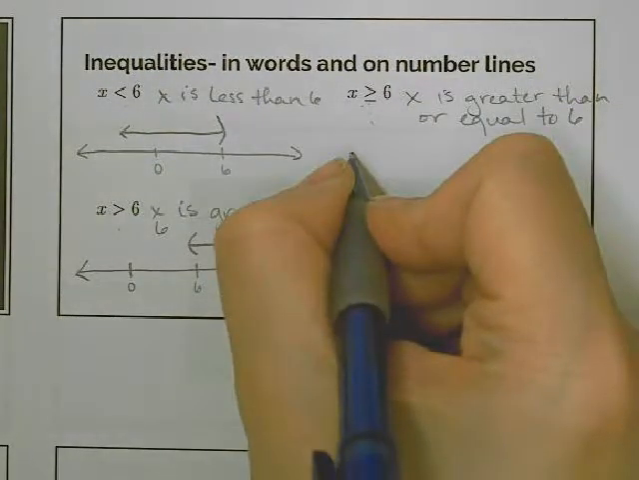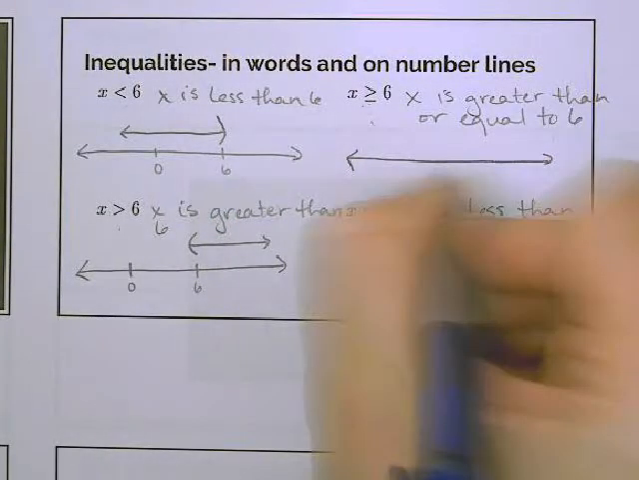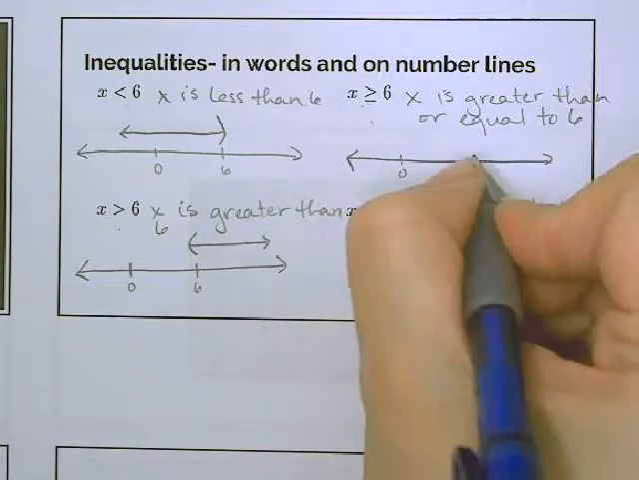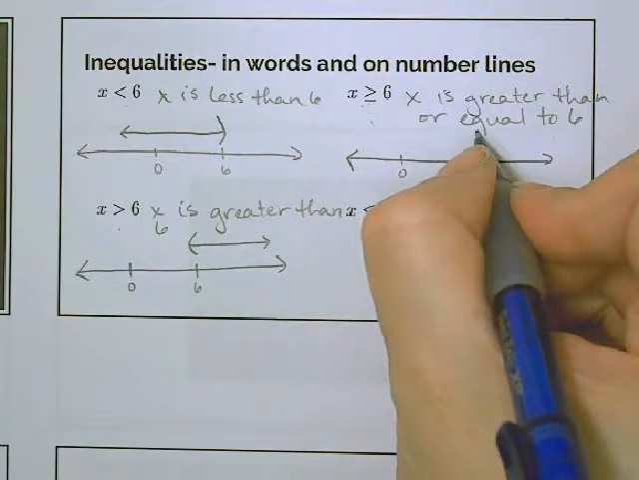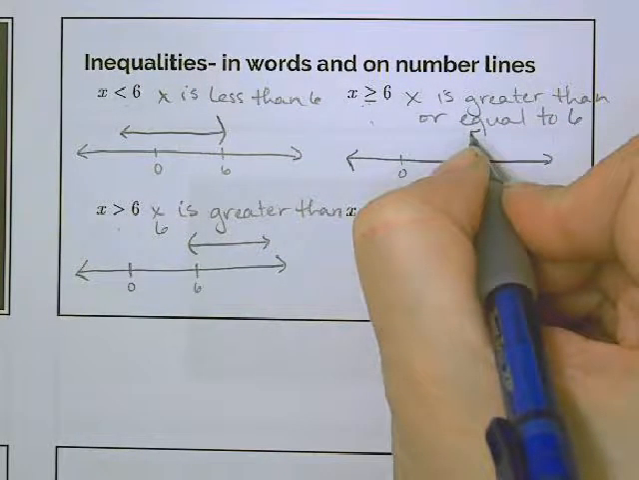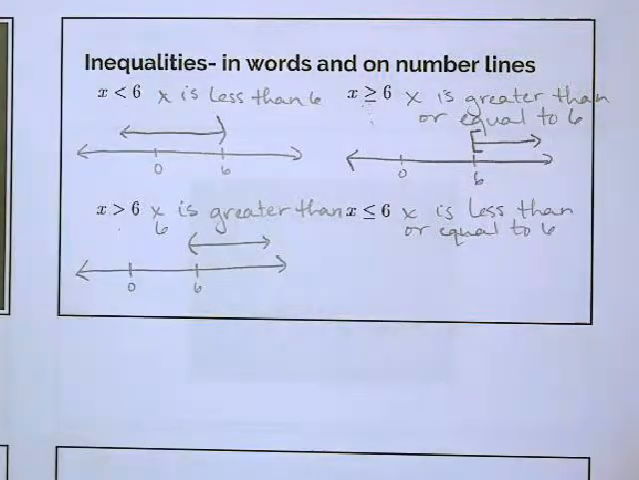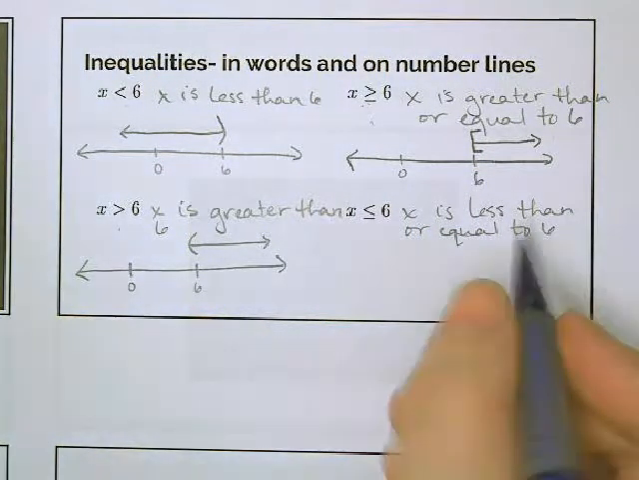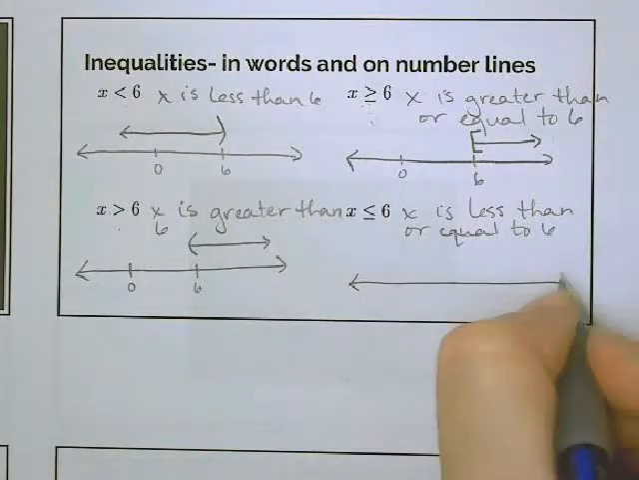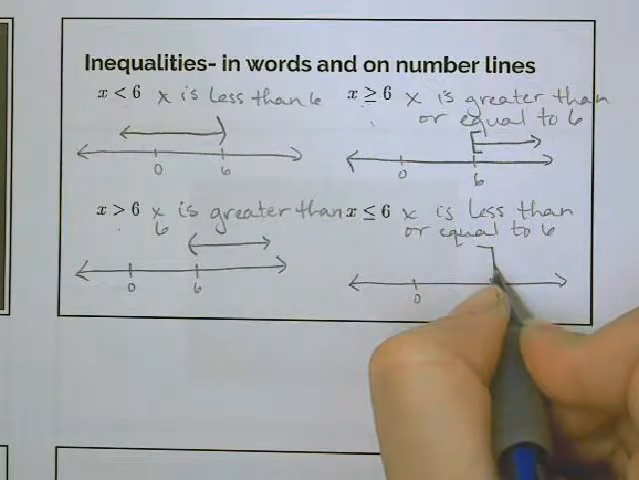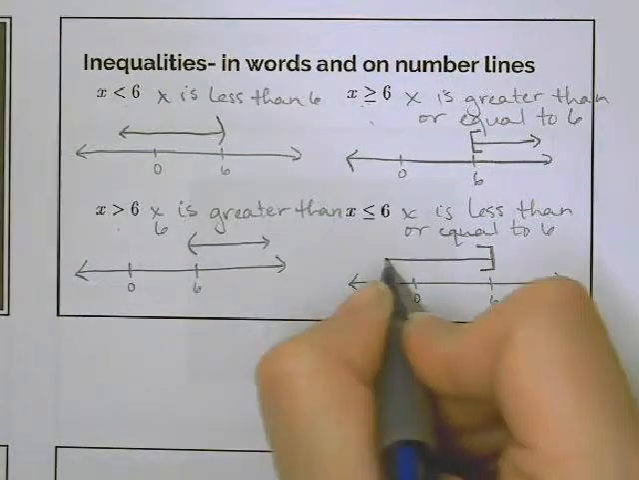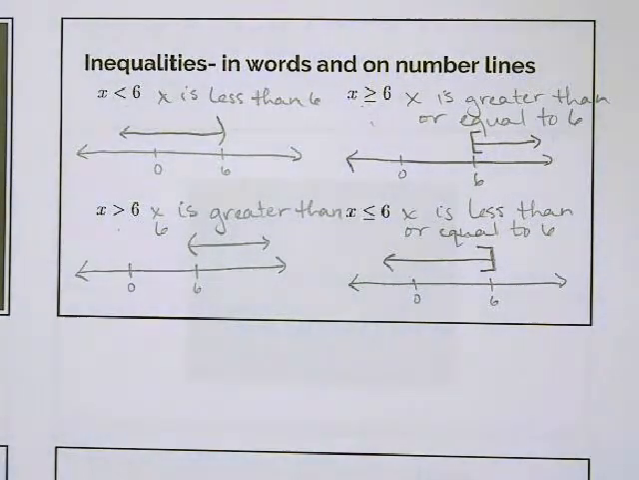On this one, I have 0 and I have 6. And instead of a parenthesis, because x can be 6, I'm going to put a bracket and then my arrow going out in that direction. Same thing on the other one. I have 0 and I have 6, bracket at 6, and then an arrow going down because x is less than or equal to 6.